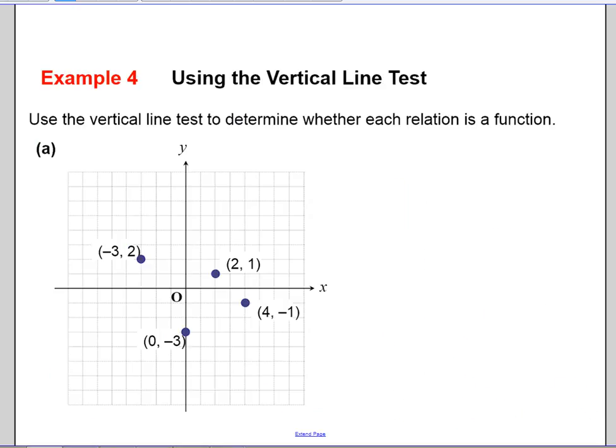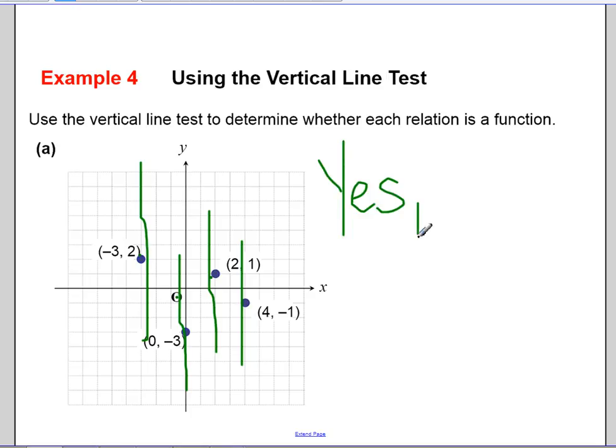In this example, we want to use the vertical line test to determine whether each relation is a function. Well, this particular relation is the set of those 4 points. If we draw a vertical line anywhere through, we would see that it would intersect the vertical line at only one point. So we can say, yes, this is a function because it passes the vertical line test.